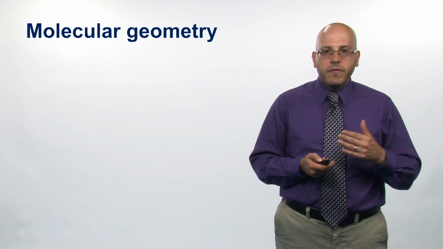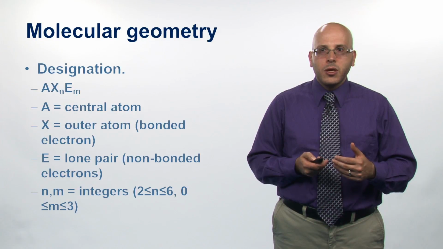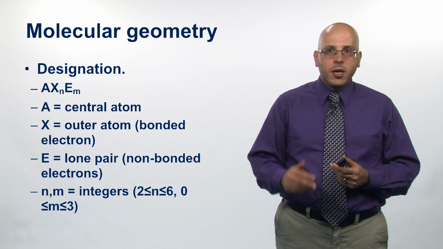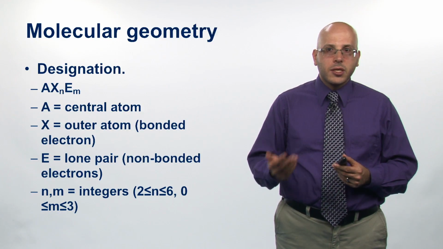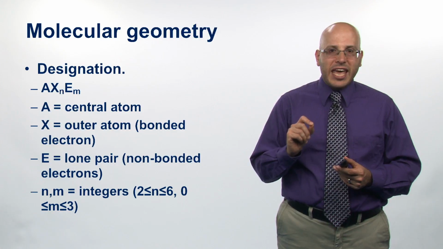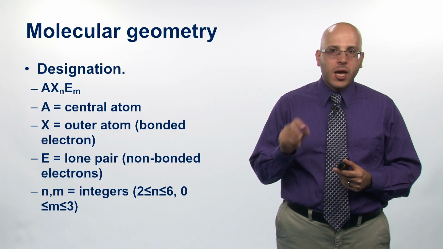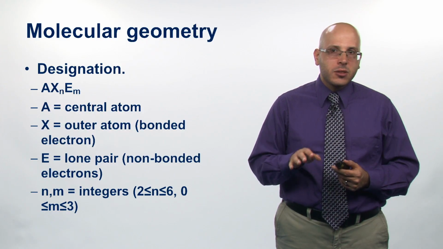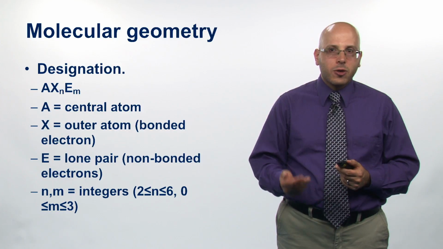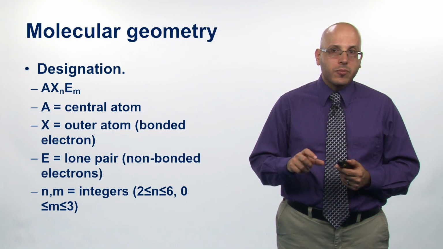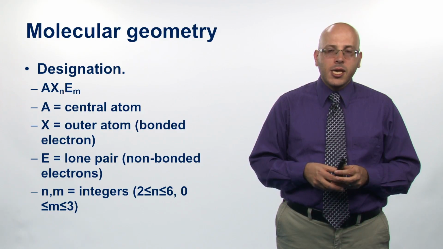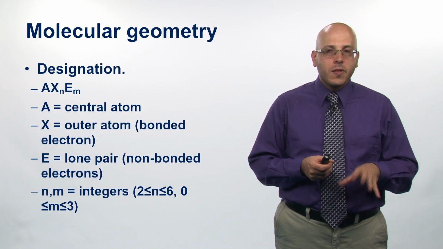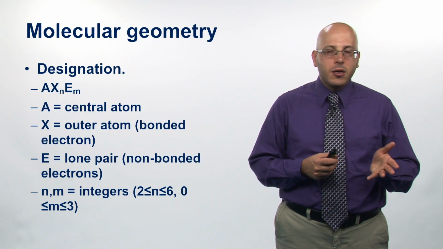So when we're using VSEPR theory to describe shapes of molecules, there's a certain designation that we have to follow. Okay, to show you the table in a minute, I want to make sure you understand how to read the table. Okay, and so the designation is AXnEm. The A is the symbol for the atom in the middle, the central atom. The X's represent all of the atoms on the outside that are bonded to the central atom. So these have bonded electron pairs. And the E's represent lone pairs, or non-bonded electrons. Now the subscripts, the n and the m, refer to how many of these things we have.